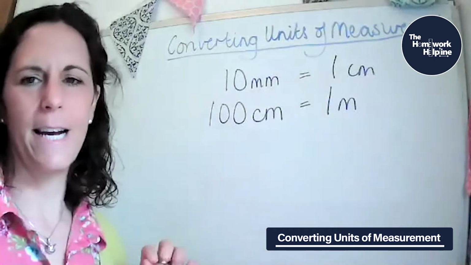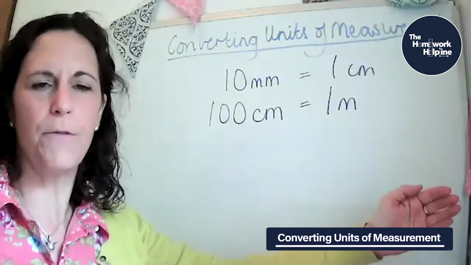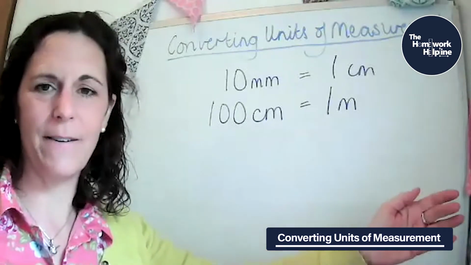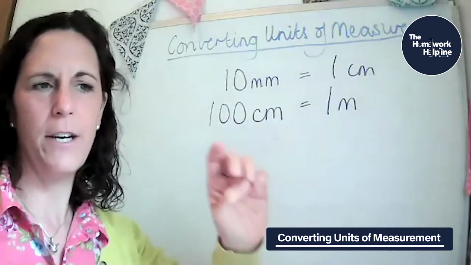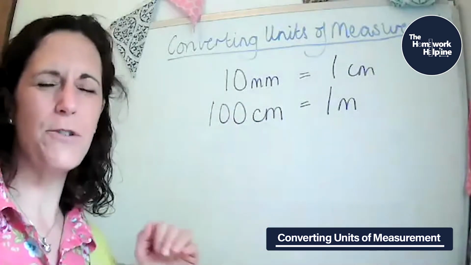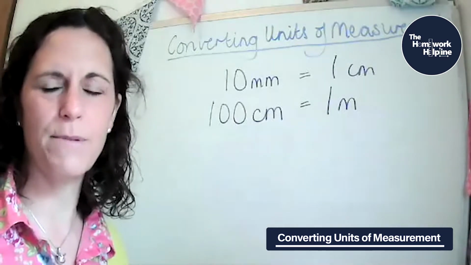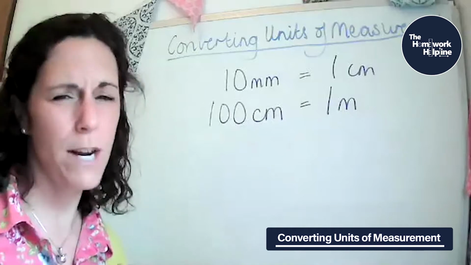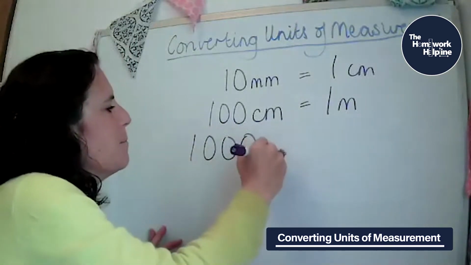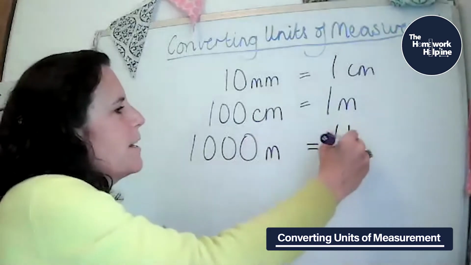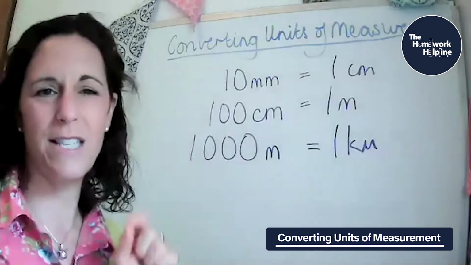Now, the next one up from a metre is a kilometre, and there are 1,000 metres in a kilometre. You might need to see that a metre is a big step, so maybe next time you go on a walk you can count 1,000 big steps and see how far you get. It's quite a long way. 1,000 metres equals 1 kilometre. So that's all our units of measurement for distance.